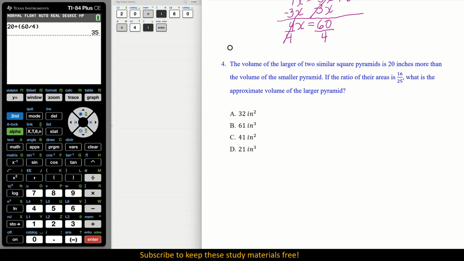So the answers that we're looking for are all related to volume, okay? However, the area ratio, okay, that ratio is area. That means we have, I'm looking at it, that's 4 squared and 5 squared.